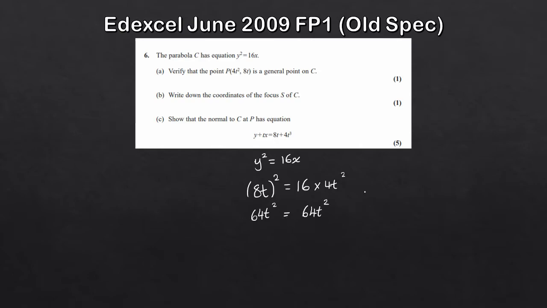So left-hand side is equal to right-hand side, so therefore the point P is a general point.